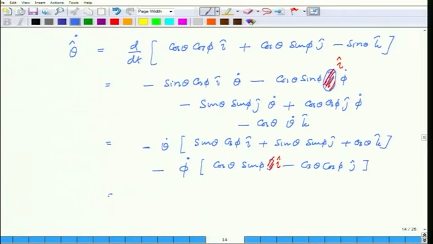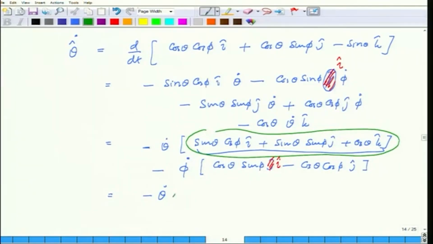So what I get is minus theta dot, and you can recognize this unit vector here. Let me encircle this with green, it is nothing but r unit vector. Minus phi dot cosine theta comes out, and sine phi I minus cosine phi j is nothing but minus phi unit vector. So I can write this whole expression as minus theta dot r unit vector plus phi dot cosine theta in the phi direction.